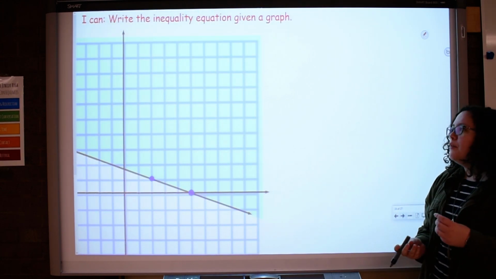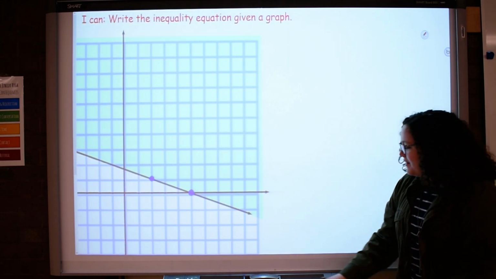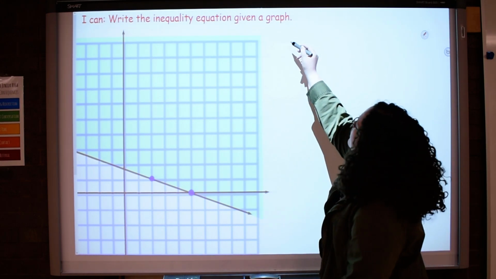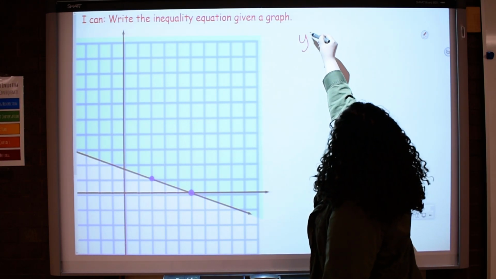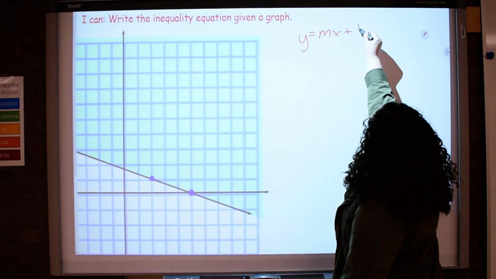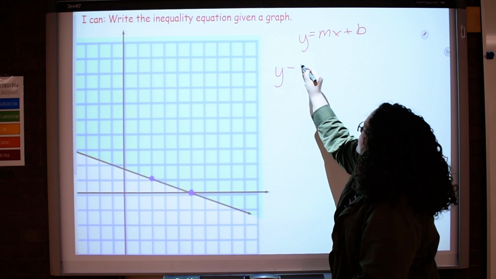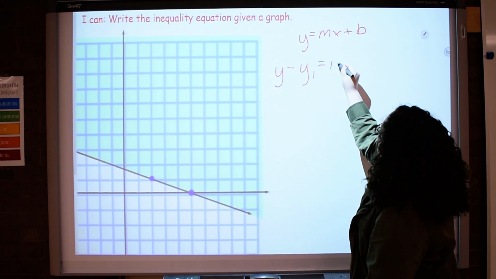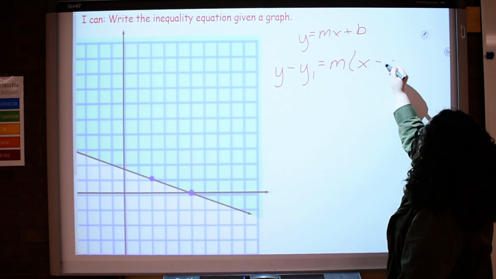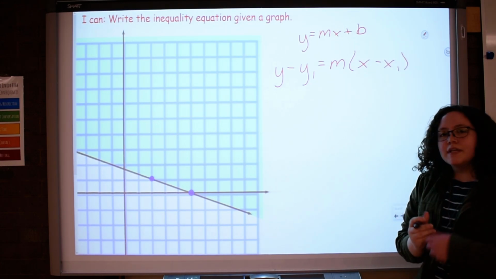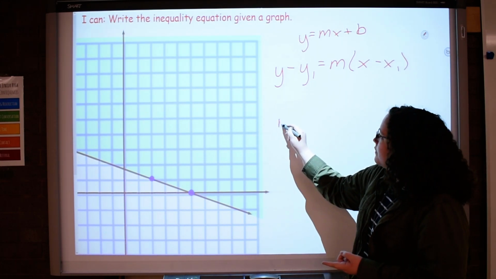All right, try this one on your own, and let's go ahead and solve it. So for here, once again, we've got y equals mx plus b as our goal. But we need to start with point-slope form. So we've got y minus y1 equals m, parentheses, x minus x1. Excellent. Well, let's go ahead and find out what m should be first.